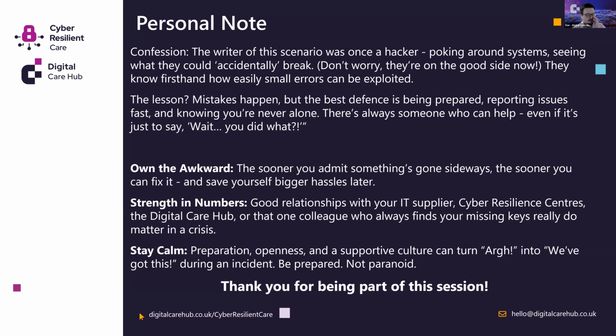The strength in numbers is a really good tip. So those good relationships with your IT supplier, the Cyber Resilience Centre with Nick, and with ourselves at Digital Care Hub, or even if it doesn't have to be a whole organisation or someone external, it can just be a colleague, somebody who you can call and say, please just help me. You're in a panic, something's happened. It's so useful to have another person there to talk to and bounce things off. It helps us keep calm. It helps us stop tunnel visioning on certain things if they're willing to help check us. And the final one is to stay calm, which these two things help with a lot.